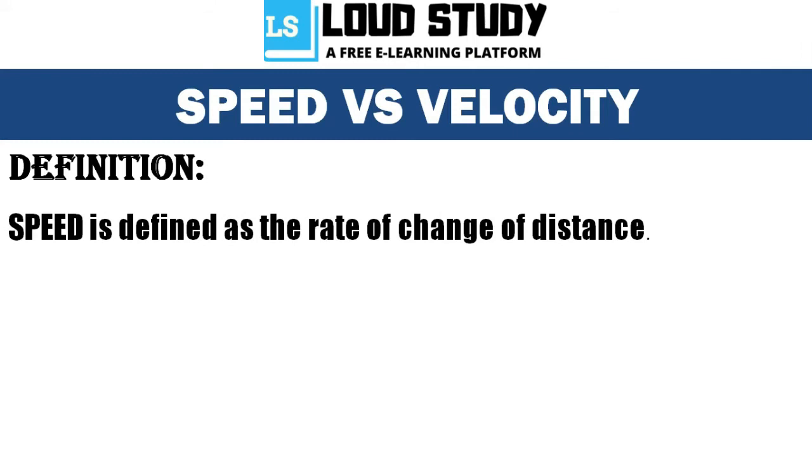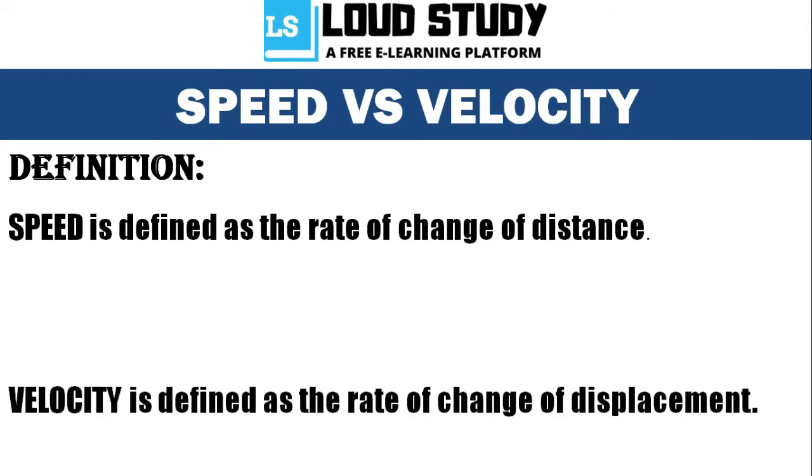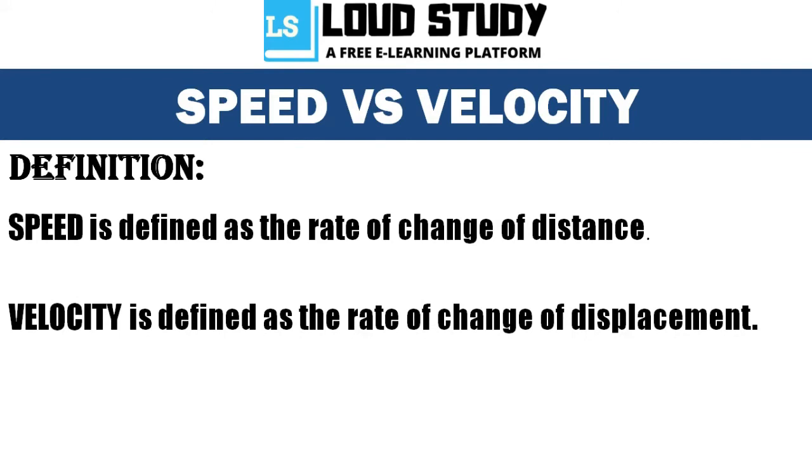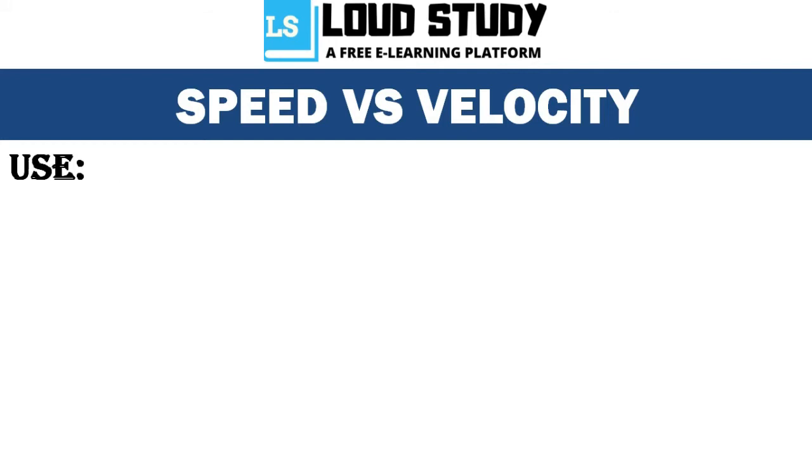Now coming to the next point: speed is defined as the rate of change of distance, whereas velocity is defined as the rate of change of displacement. So here two words are used, one is distance and one is displacement. So better you check that video and you will understand what is the difference between distance and displacement. In the description I have already given the link to that video.